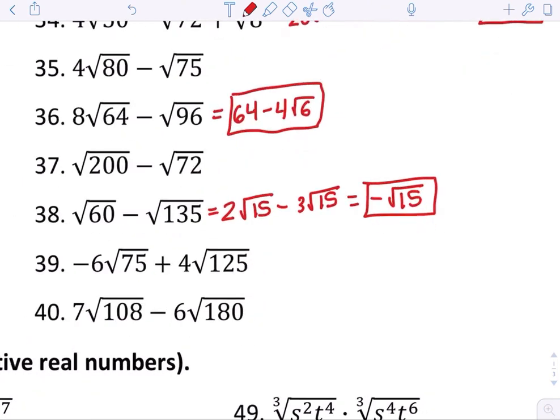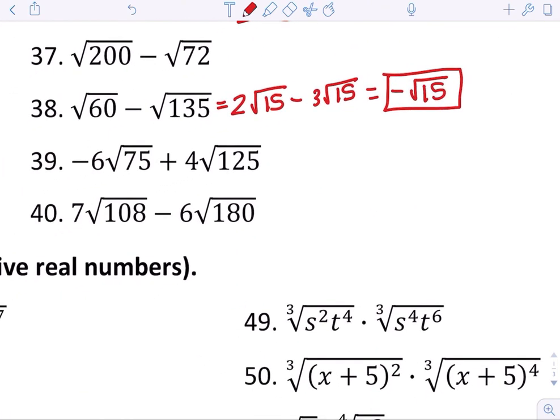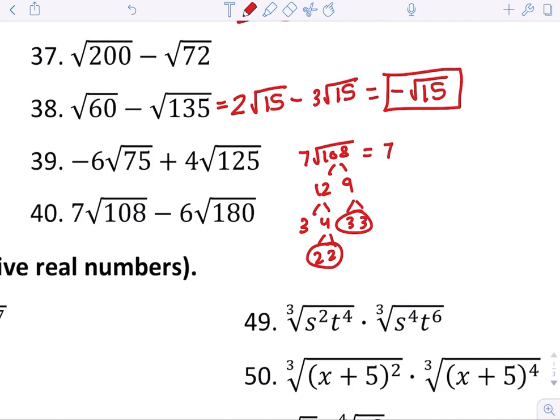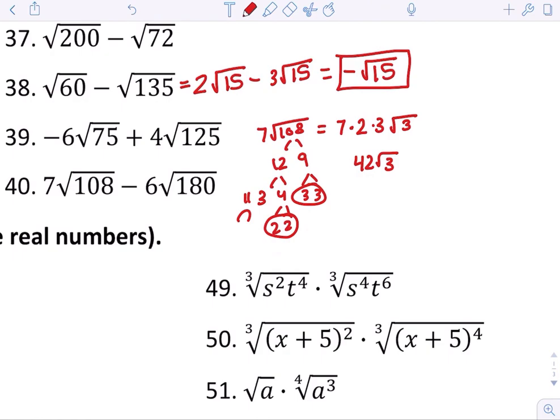Okay. And the last one, you guys, number 40. So 7 radical 108. That's 12 and 9, 3 and 4, 2 and 2. 3, 3, got a pair. Got a pair. So that means on the outside with the 7, because we started off with 7, we have 7 times 2 and then times 3. Radical leftover, that one, 3. 7 times 2 times 3 is 42 radical 3. So that's that one, you guys.